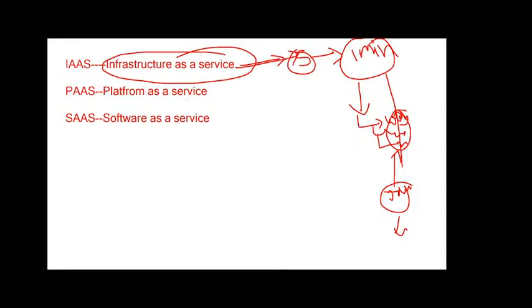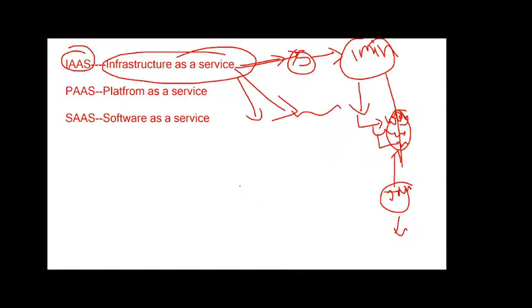Clear? For example, after 1 year your business is not good. Then go and destroy it at that moment. Whatever we have consumed until then, just pay for that. That is infrastructure as a service.